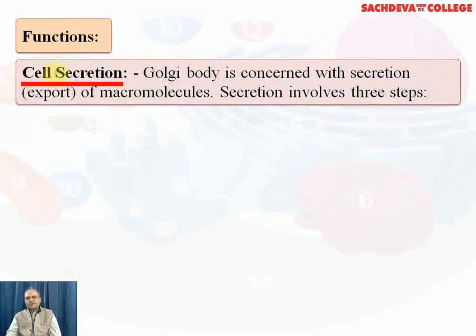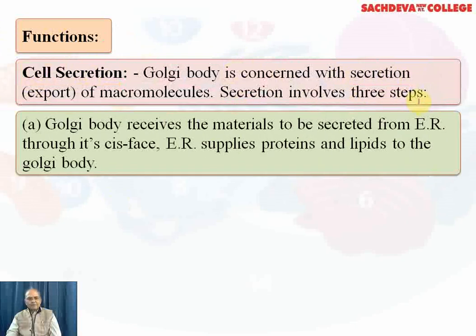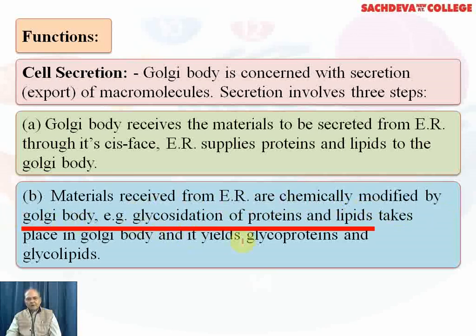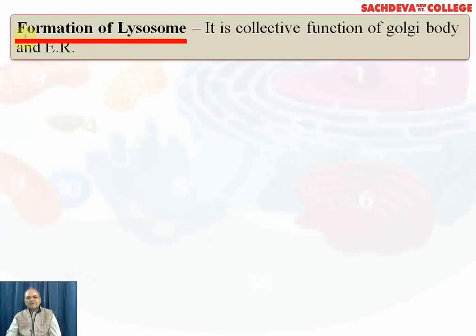Functions. Cell secretion. Golgi body is concerned with the secretion, that is export of macromolecules. Secretion involves 3 steps. Number 1, Golgi body receives the materials to be secreted from endoplasmic reticulum through its cis phase. ER supplies proteins and lipids to the Golgi body. Next, materials received from endoplasmic reticulum are chemically modified by Golgi body. Say, for example, glycosidation of proteins and lipids takes place in the Golgi body, and it results in the formation of glycoproteins and glycolipids.